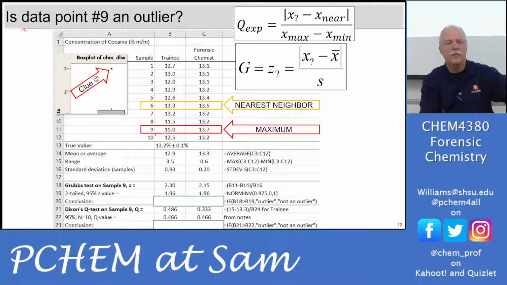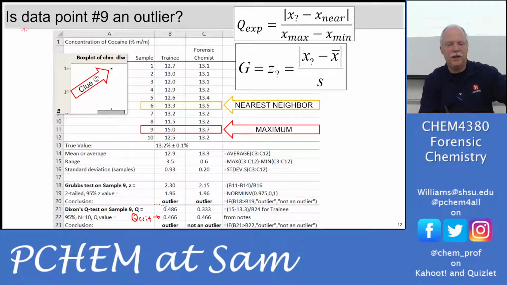So 1.7 divided by 3.5 would give us this Dixon's Q-test, this 0.486. That's the gap over the range. And then here's our critical value. So this is Q critical that we got from that table at 95% confidence and 10 data points.